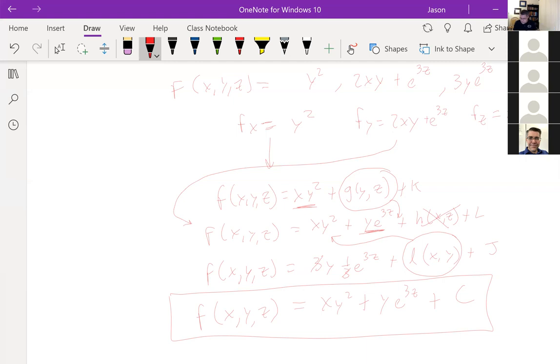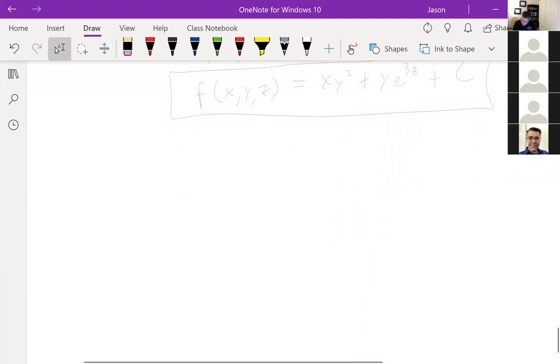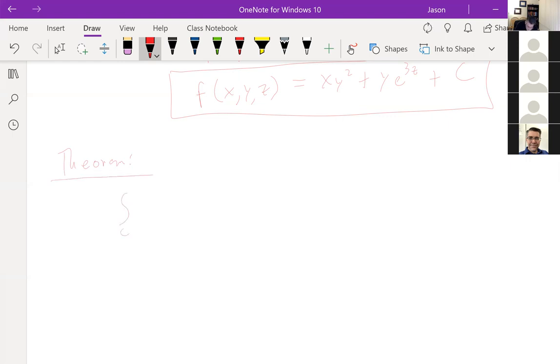Okay, let's go over some definitions real quick. Okay, theorem. The line integral of F dot dr is, we say, independent of path.